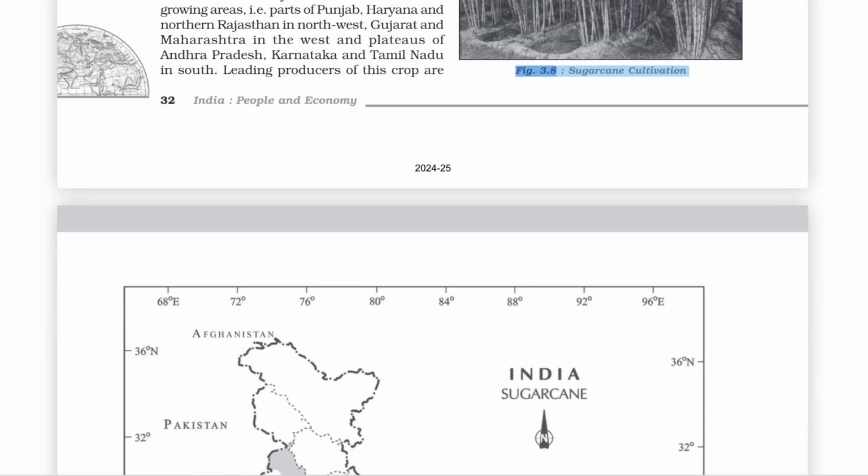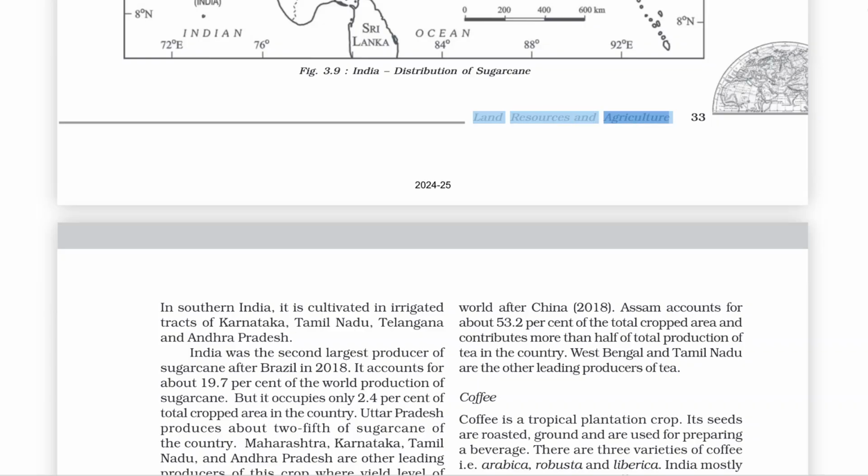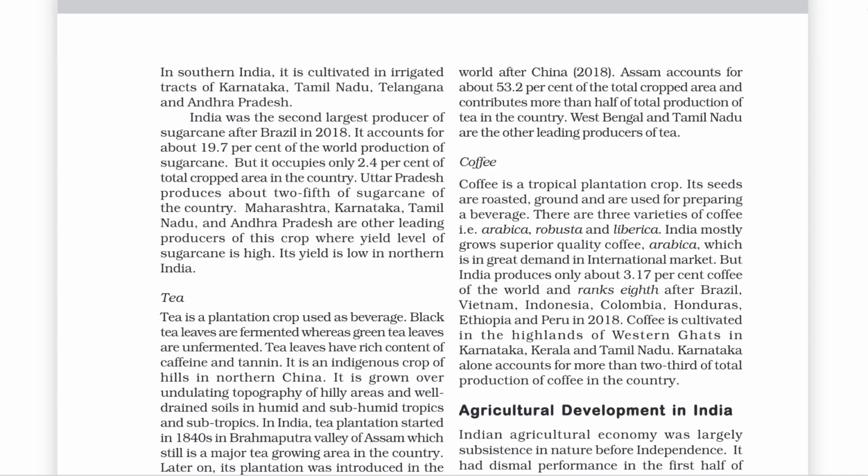Figure 3.7, Cotton cultivation. Figure 3.8, Sugarcane cultivation. Figure 3.9, India, distribution of sugarcane. In southern India, it is cultivated in irrigated tracts of Karnataka, Tamil Nadu, Telangana and Andhra Pradesh.